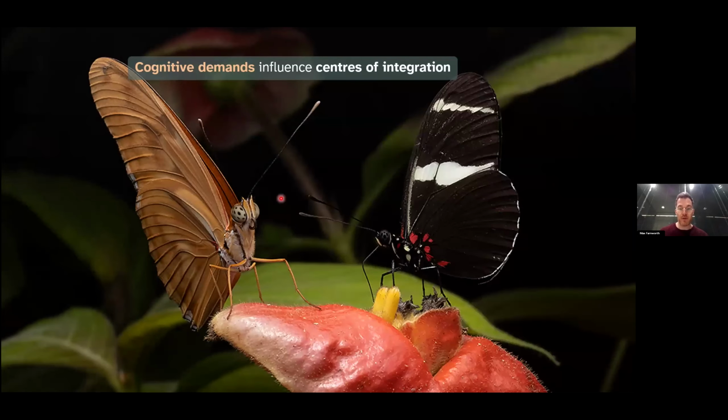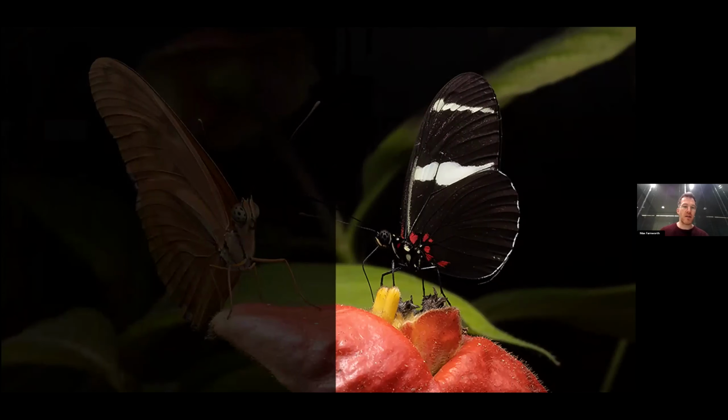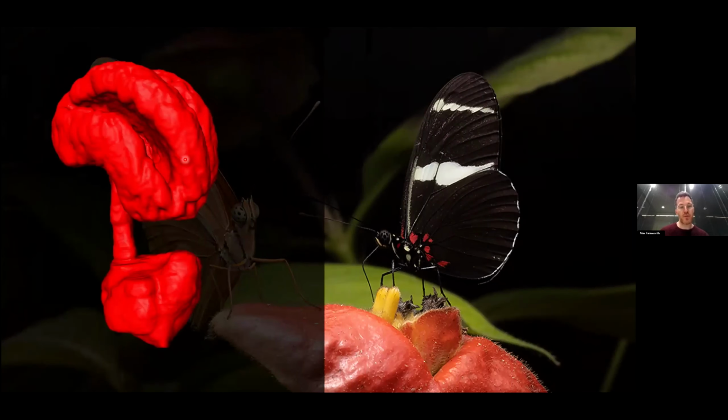But cognitive demands actually influence centers of integration. And one of these centers is the mushroom bodies, these red blobs here. This is a brain area in the insect brain, and you can see here the mushroom bodies of a non-pollen feeder, the Dryas julia species. And then this is a to-scale mushroom body of a pollen feeder. So it's up to a four times volumetric expansion. Absolutely massive. And this is a very shallow, short evolutionary timescale of 15 to 20 million years, which is not that much, funnily enough.